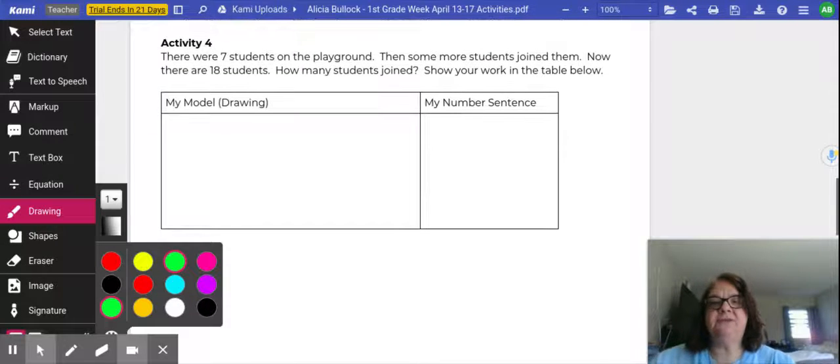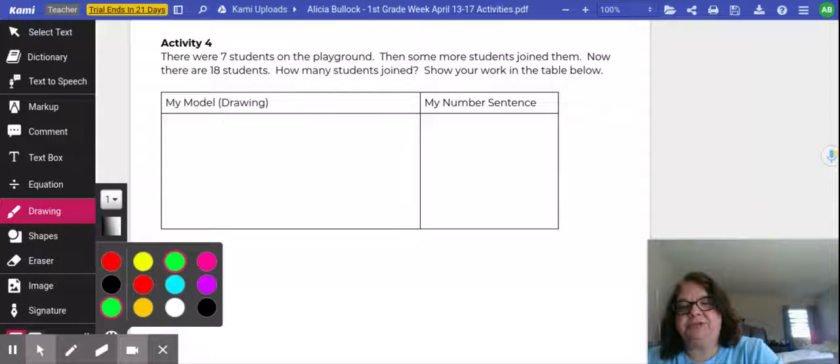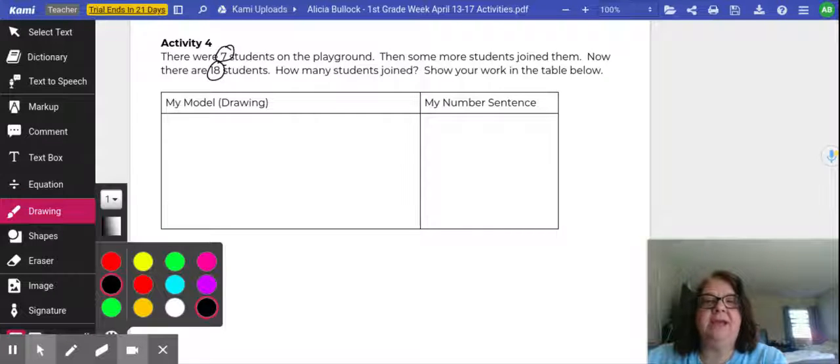For activity 4, you're going to do the same thing that you did for the first activity. You're going to read the story. You're going to decide, are we adding or are we subtracting? And then write your number sentence and draw a picture to match your number sentence. Remember, we always circle our numbers that we're using, okay? And then we have to determine how many students joined.